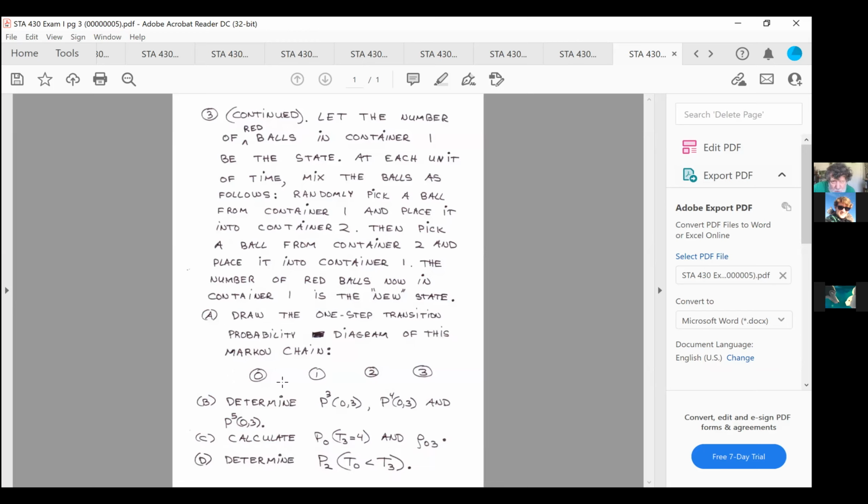So I think the hard part here is reading the description of how you're mixing the balls and translating that into the diagram. Once you have the diagram, all the rest should be stuff we've done.